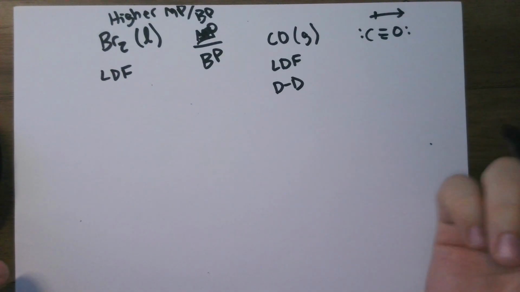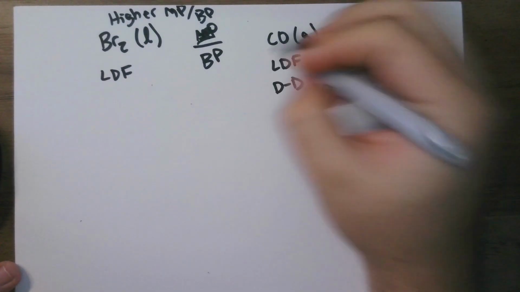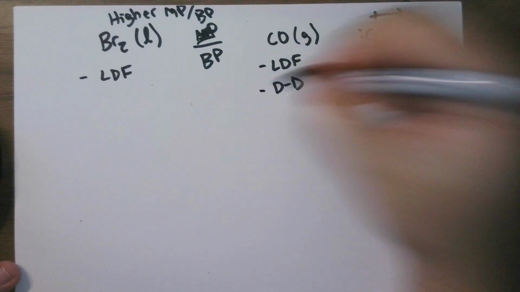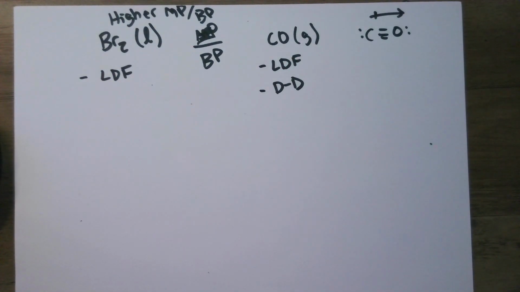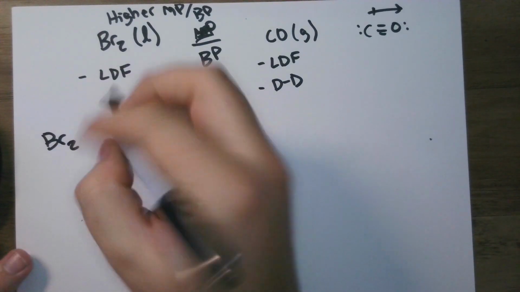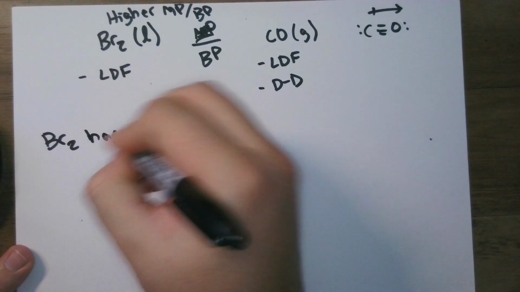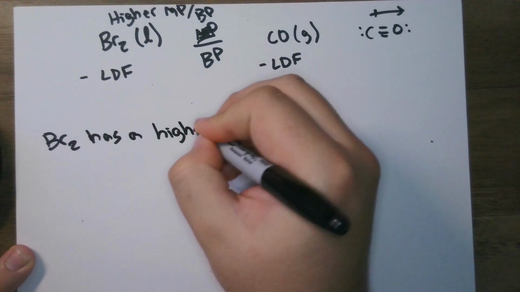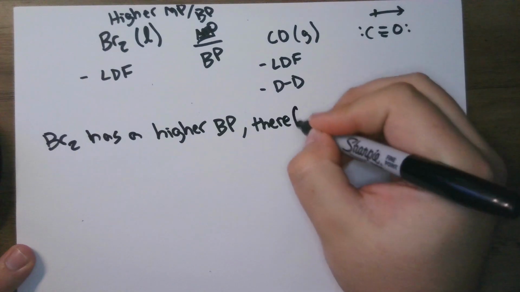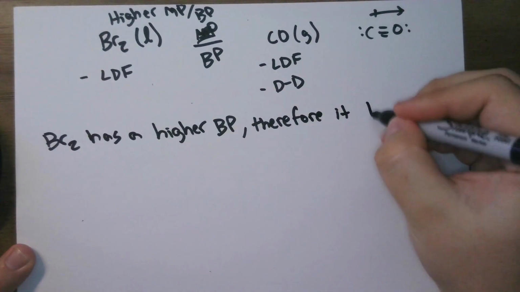Okay, but that doesn't really add up with what our trends were just saying, because this one has a higher boiling point, so we would expect it to have more total intermolecular forces, but it only has one type. Carbon monoxide has both of these types, so shouldn't it be stronger? This is a very common type of question. So what you need to do is list out all the intermolecular forces, and then we're going to say this. We're going to say Br2 has a higher boiling point. Therefore, it has higher IMFs.